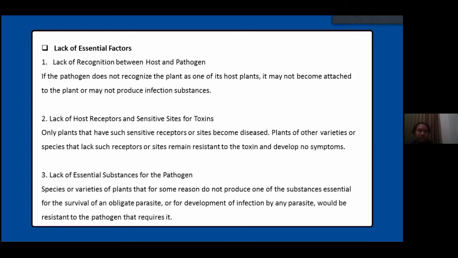Species or varieties of plants that for some reason do not produce one of the substances essential for the survival of an obligate parasite, or for development of infection by any parasite, would be resistant to the pathogen that requires it.